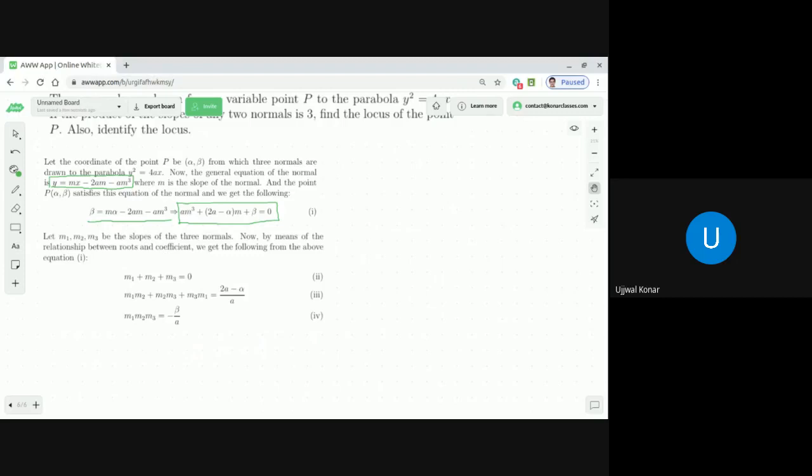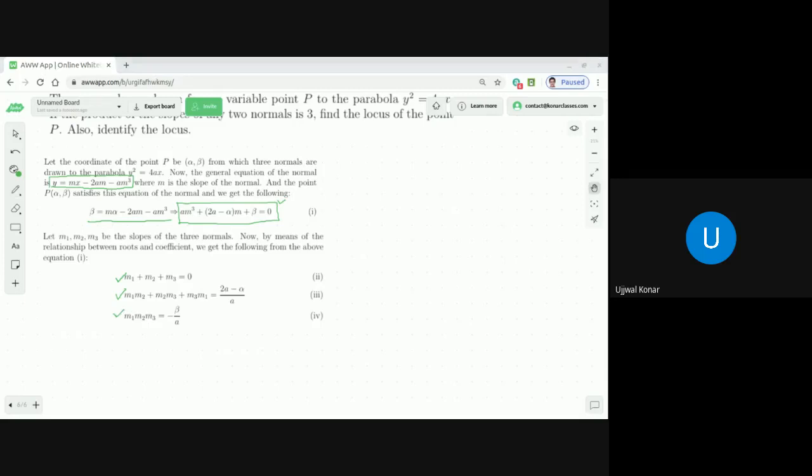Now, by means of the relationship between the roots and coefficients, the sum of the roots is equal to minus b by a, because the m square coefficient is 0 in this equation. So it is 0 by a, that is 0. Then the product of the roots two at a time, m1 m2 plus m2 m3 plus m3 m1, is equal to c by a, that is (2a minus alpha) by a. That is the second one. And the product of the three roots m1 m2 m3 is equal to minus of the constant term by a, that is beta by a.